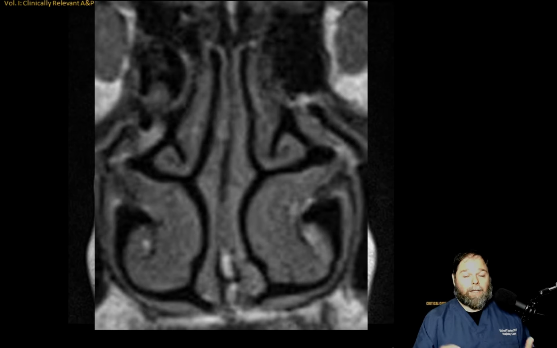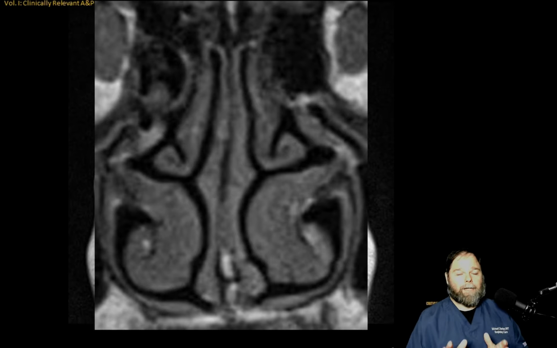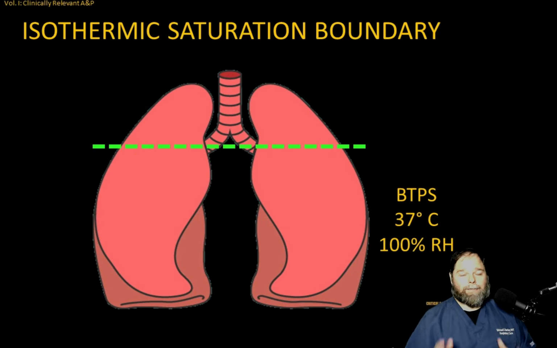Now, why that's important to me and you as clinicians is that when we intubate somebody, we take all that function away. We bypass their nose completely. And now we're just ventilating them with air that's going through a straight, smooth tube with none of these features. And so this gives us probably one of the first things that you should have thought about in anatomy class that you probably were never taught. And that's the idea of the isothermic saturation boundary.